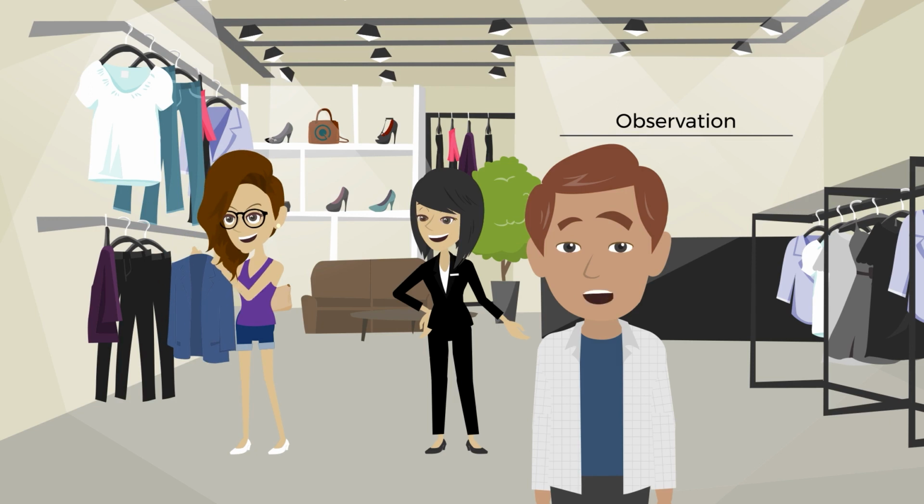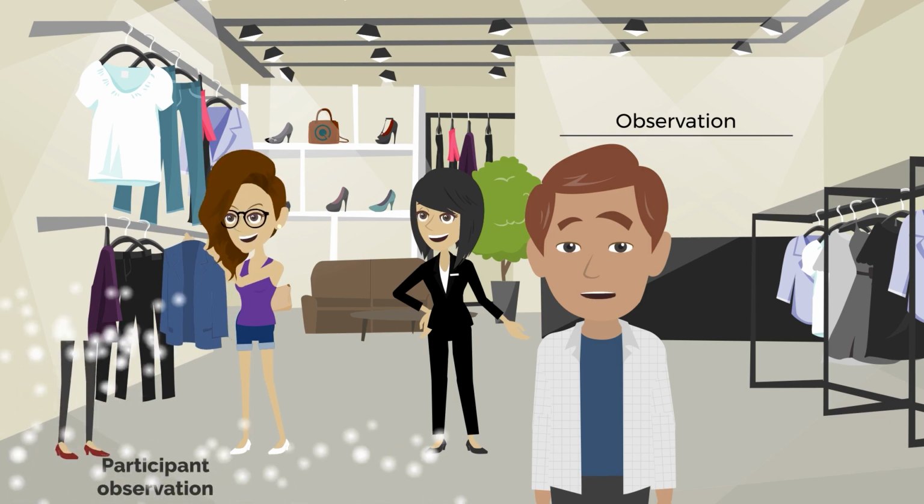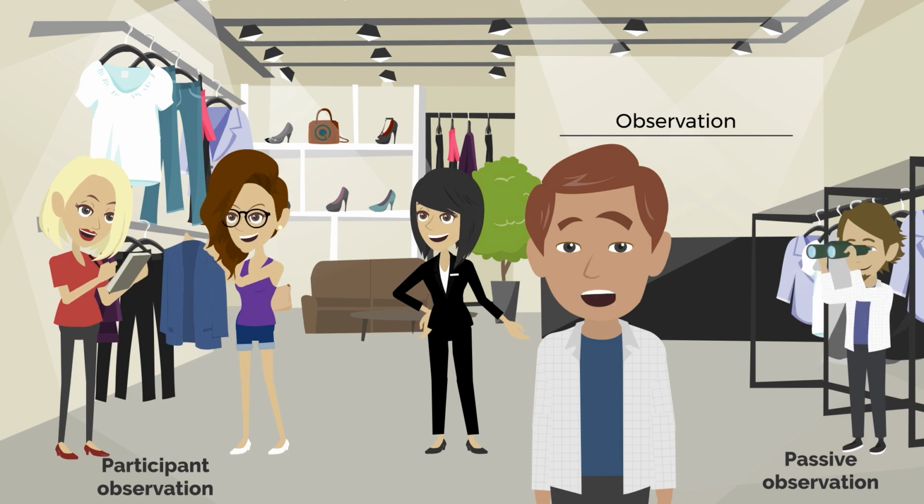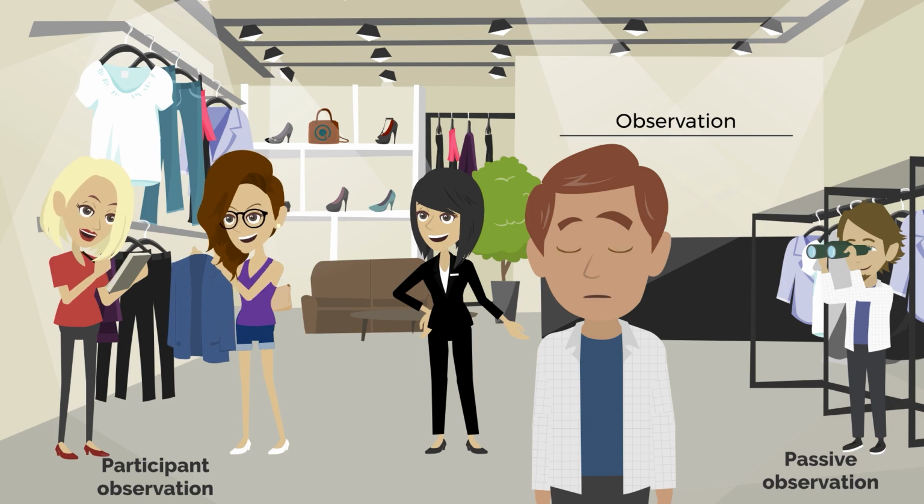There are two types of observation techniques: participant observation and passive observation. Participant observation involves the long-term participation of the researcher in the life of the studied group. Passive observation, on the other hand, is watching rather than participating, and the recorded results are standardized. Therefore, the latter is included in the quantitative research.